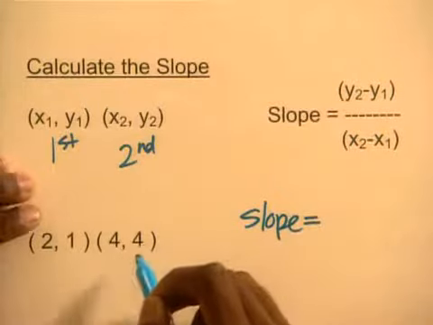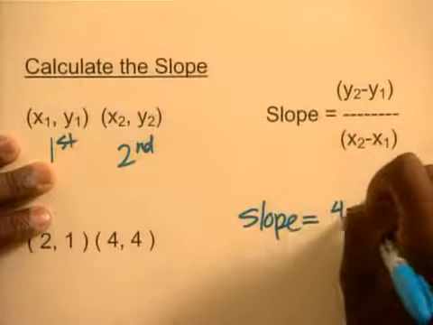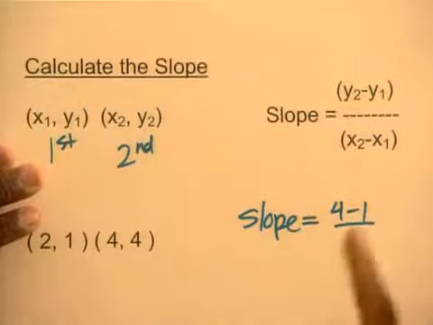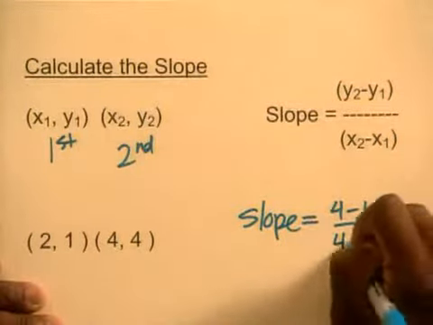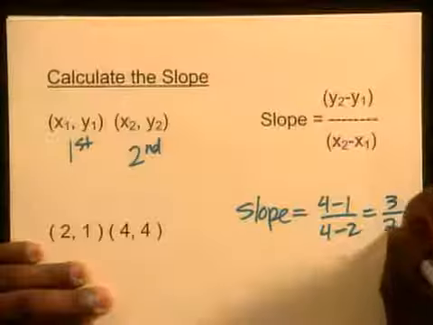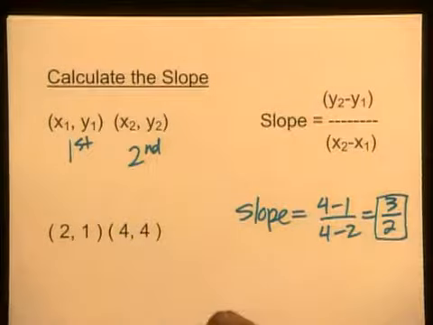Okay, so 4 minus 1, that's the y2 minus y1. And what's the x2 minus x1? 4 minus 2. Very good. And 4 minus 1 is? 3. Okay. And 4 minus 2? 2. Now we have the slope of the line, all right?